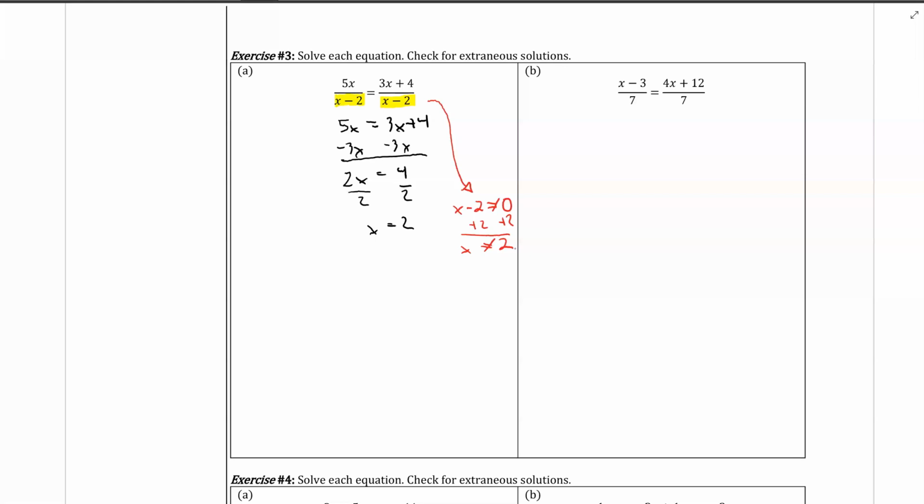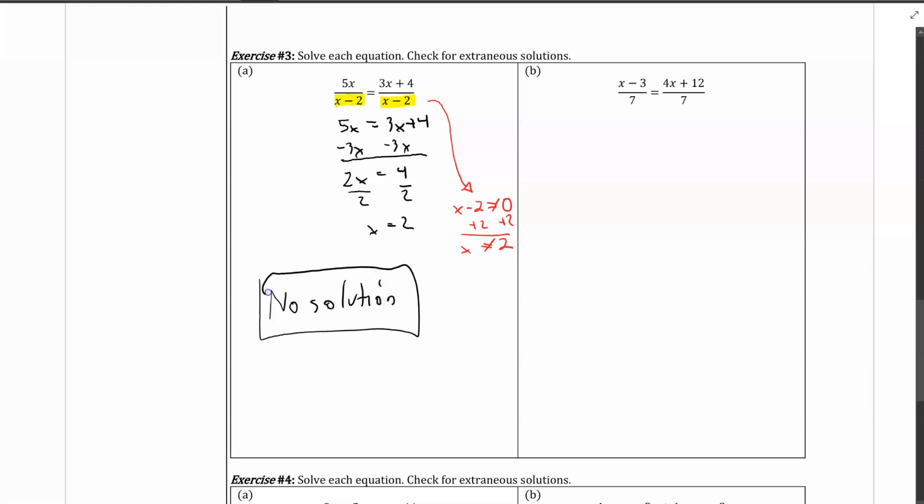Now the issue here is that our only answer that we came up with was 2, but we can see in red that x cannot be equal to 2. What does that mean for this problem? Well, it means that there is no solution, because the only answer that we came up with is actually an extraneous solution. And so this is what I meant when I said you do have to check your answers. Okay, go ahead and try part B on your own.